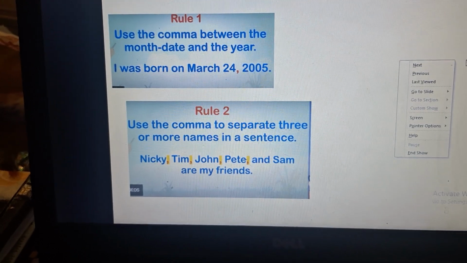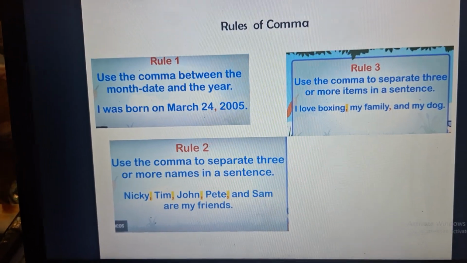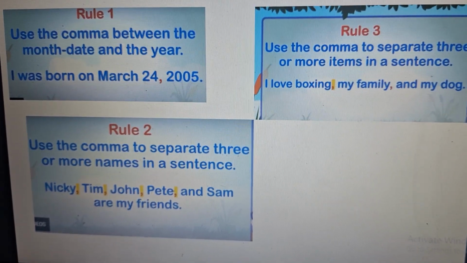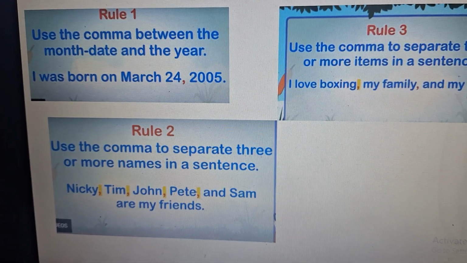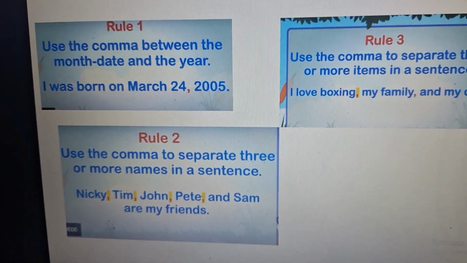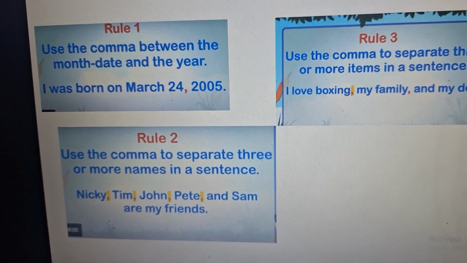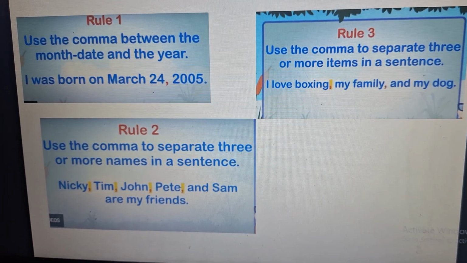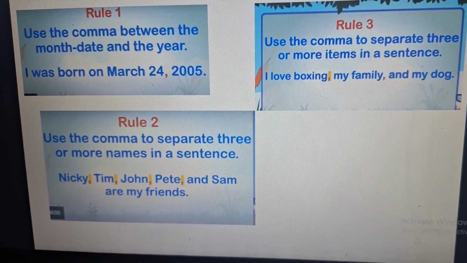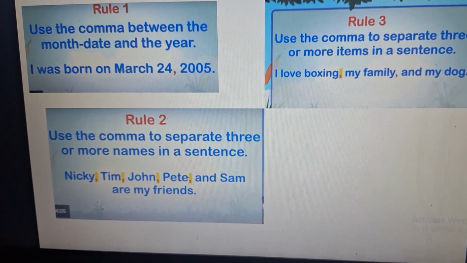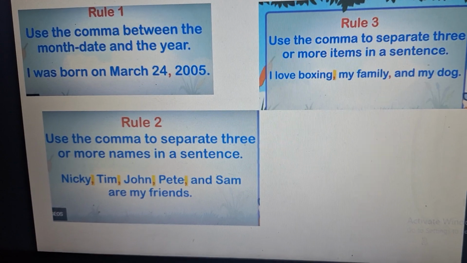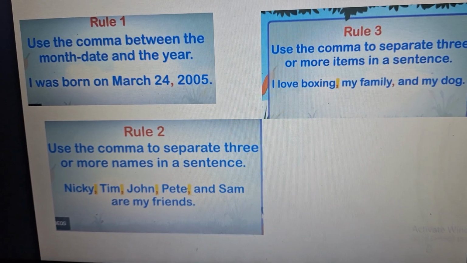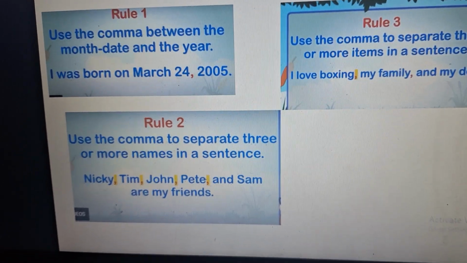Let us see the third rule. The third rule is use the comma to separate 3 or more items in a sentence. For example, my father loves to eat idli, dosa, pizza and burger. What are your hobbies? My hobbies are singing, dancing and swimming. Similarly, I love boxing, my family, and my dog. So we use the comma to separate 3 or more items in a sentence.